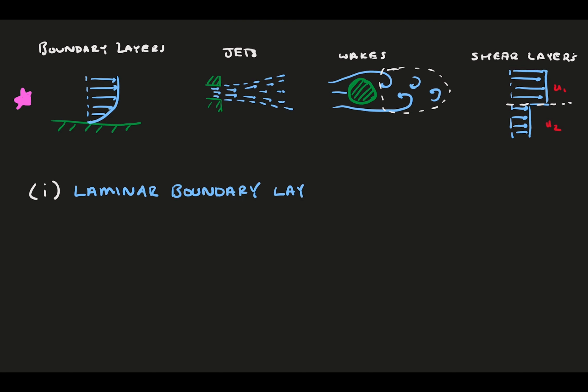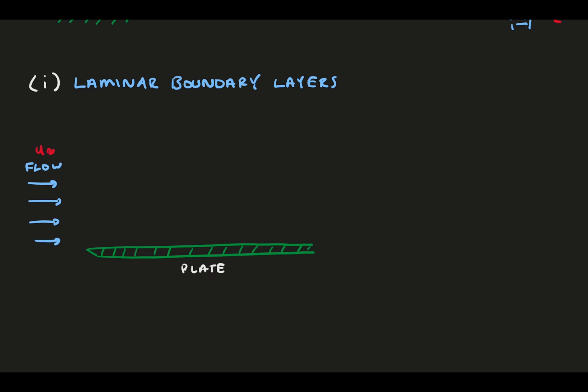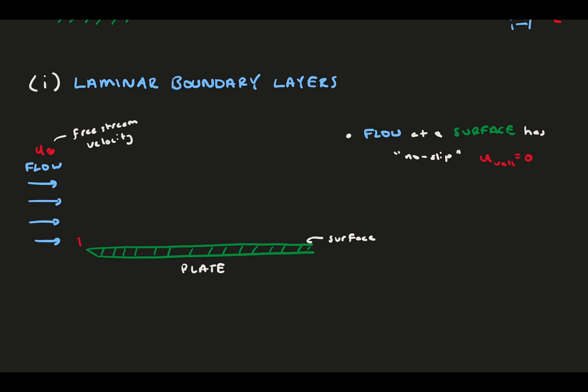Consider a plate moving in a fluid or a fluid passing by a solid plate. There is some free stream velocity, u infinity. Near the wall, we have what's called the no-slip boundary condition. Physically, this means velocity super close to the wall has to have the velocity of the wall itself due to friction. So u at y equals 0 is 0.